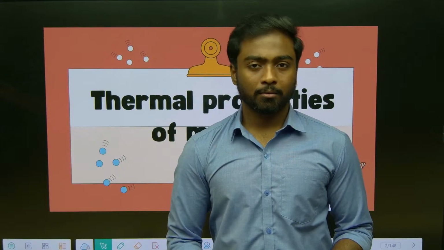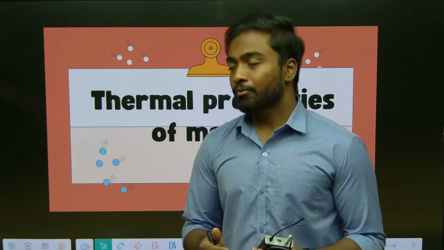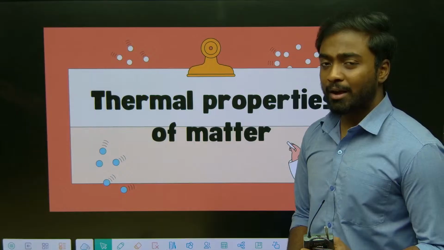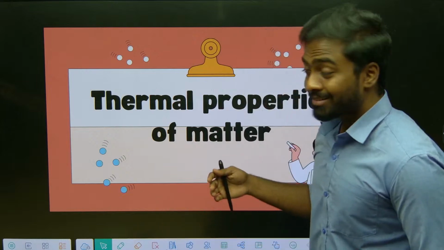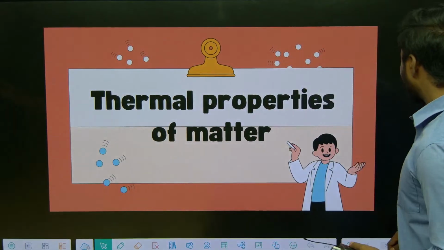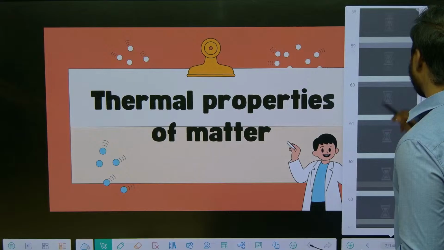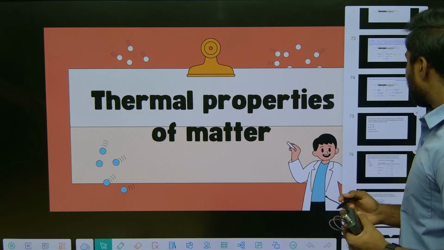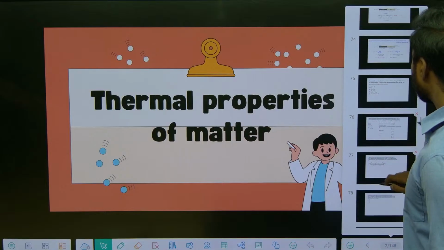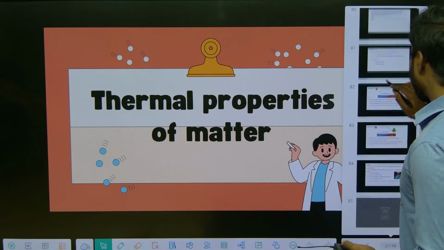In this class, we are going to discuss the questionnaire of the thermal properties of matter. We have completed our topics and seen some questions in the conduction part, and before that conductivity, everything. We'll see some more questions in this class. So let's go with the questionnaire part. Let's take the questions, analyze each question slowly, and go one by one.